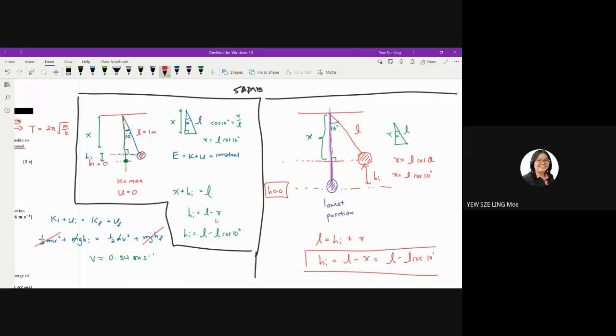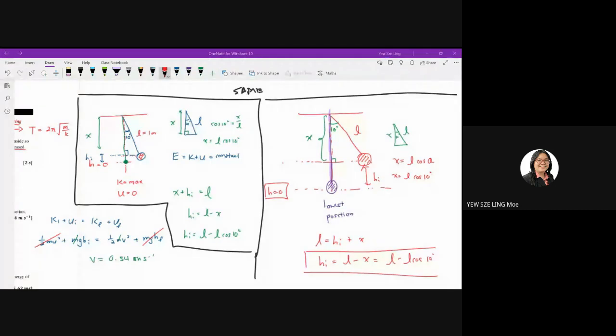Okay, so any questions? I hope no. Because this diagram is actually important, because quite often questions will ask you to calculate X or HI or even amplitude. Question 4, we look at how to calculate amplitude in this type of questions.